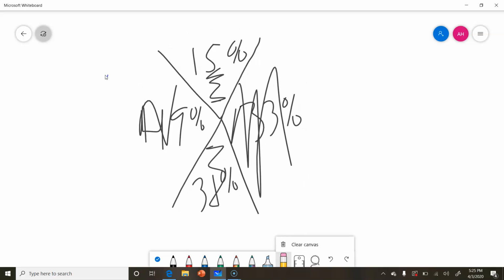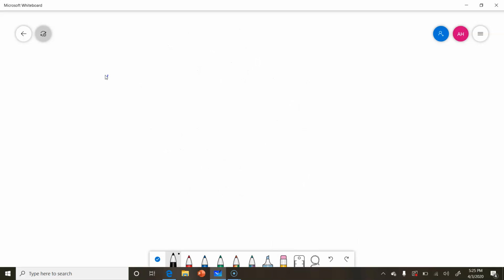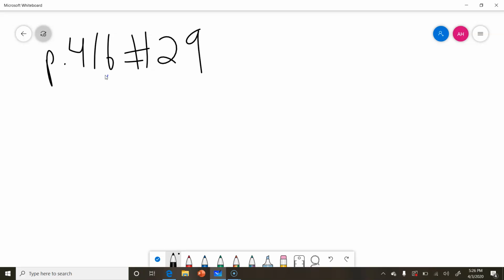So here's how we make one of those when we are given some data, okay? So we're going to do one of these as an example, because I think that's the best way for us to learn how to do it. So we're going to do skill check number, oops, sorry, we're not going to do skill check number 2. If you're following along, we are going to do number 29, okay? So this is on page 416. We're going to do number 29, which you won't have for homework.